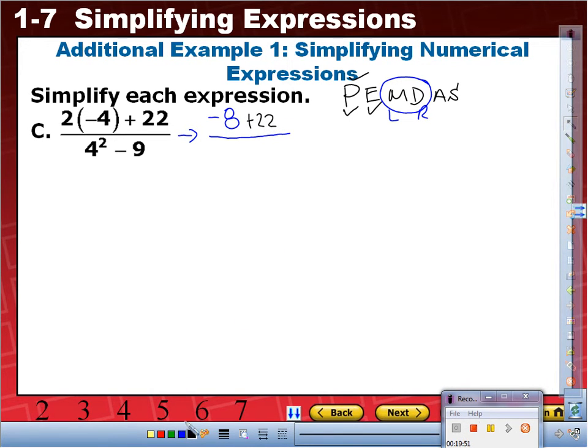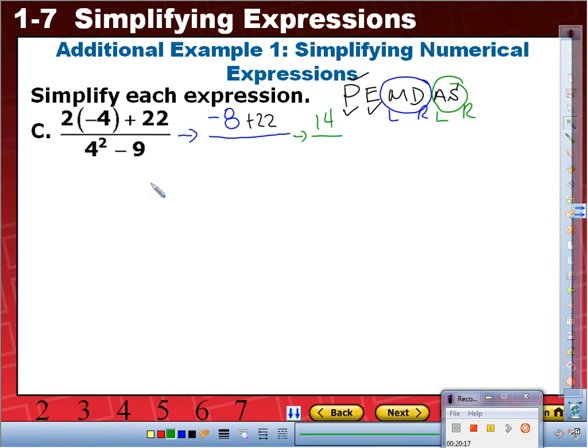So far, so good? Okay, with green, I'm going to circle the addition and subtraction, and I'm going from left to right on the numerator. So once again, negative 8 plus 22. What is that? Negative 8 plus 22, that's 14. Did we simplify already completely that section of our grouping symbol?